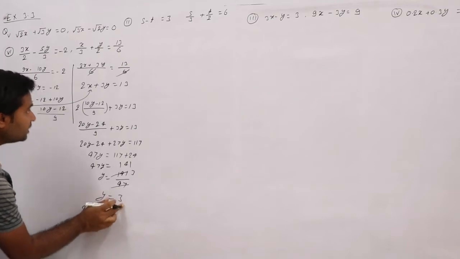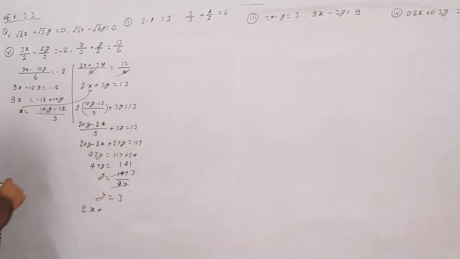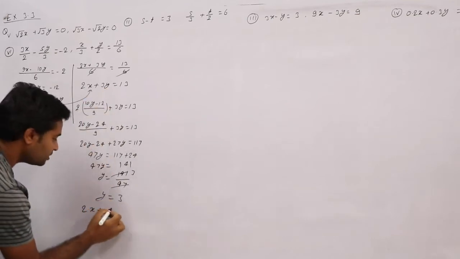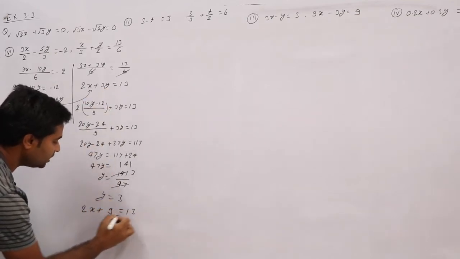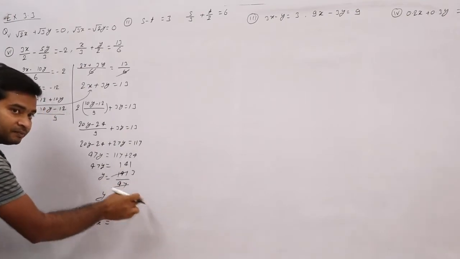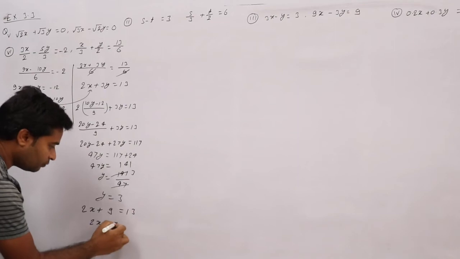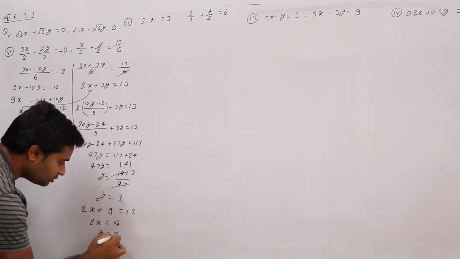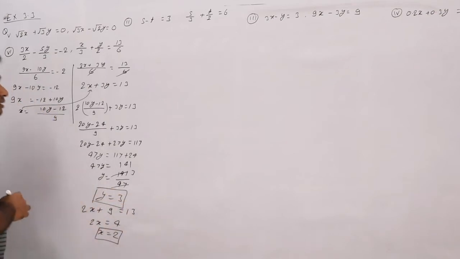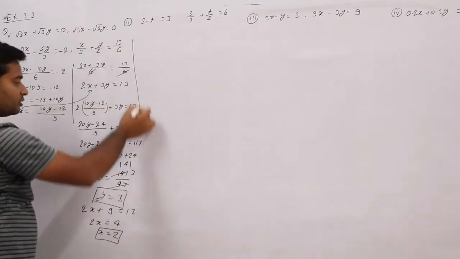2x plus 3 3s are 9y. Here I am putting 3, so 3 into 3, 9. So 2x plus 9 is equal to 13. So 2x is equal to 13 minus 9. 13 minus 9 is 4, so x is equal to 2. We get the value of x, we get the value of y. Getting? Yes or no? Yes, sir.